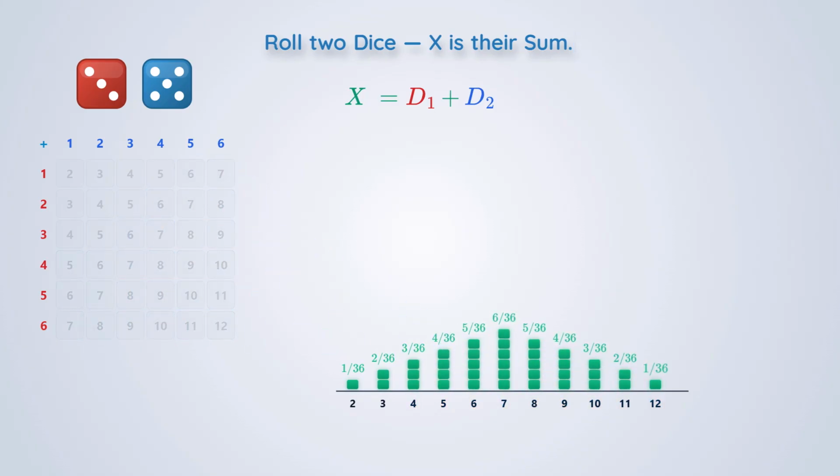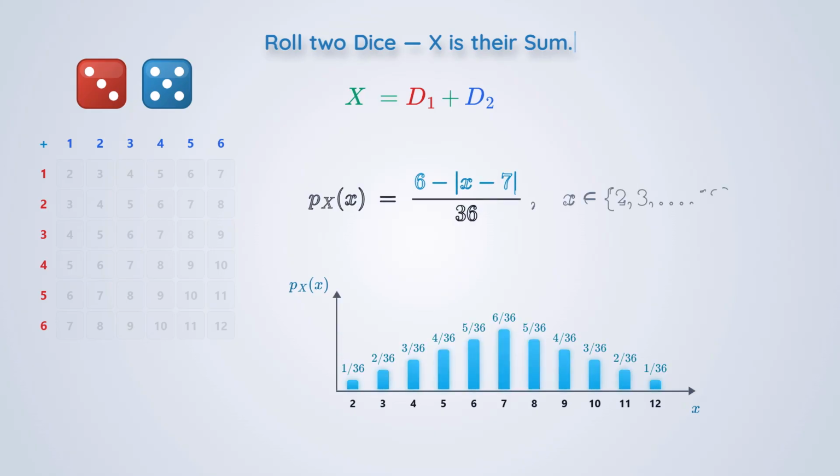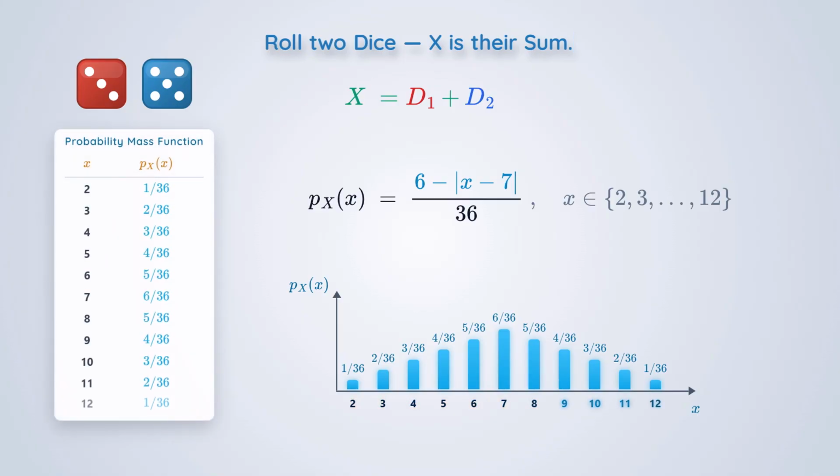7 sits on top with 6 ways out of 36, and it falls away symmetrically either side. Where does that come from? The denominator is the 36 equally likely cells. The numerator is the diagonal length, which drops by 1 for every step away from 7. Hence, 6 minus the absolute value of x minus 7, over 36. And the same story once more as a table. 2 examples, 1 lesson. Find the outcomes, count them, and you have your PMF.